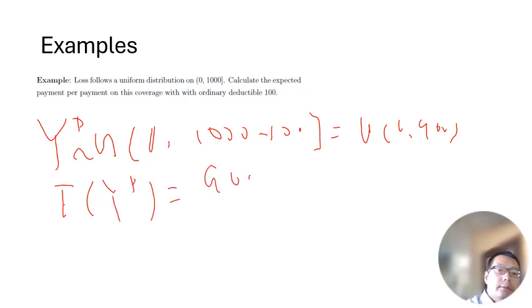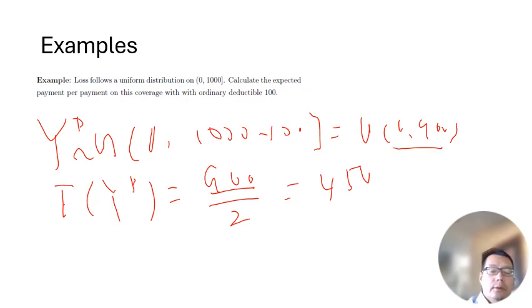will be this. You can calculate it from the previous example, the previous formula, or you can just use your knowledge of the uniform distribution. We know the expected value is basically the mean of this distribution, which is the midpoint. That's why it's 900 divided by 2.